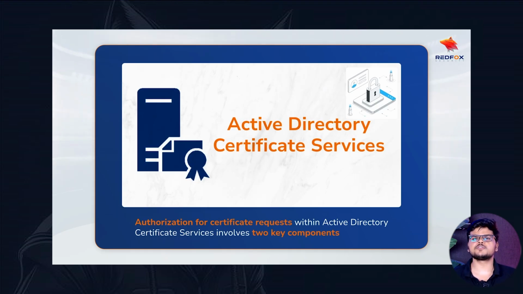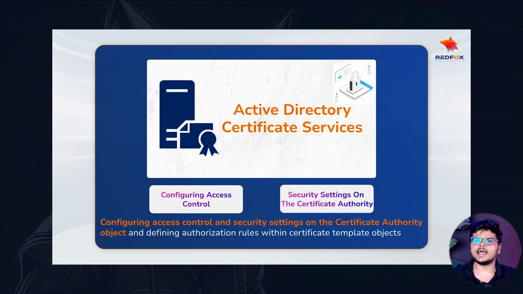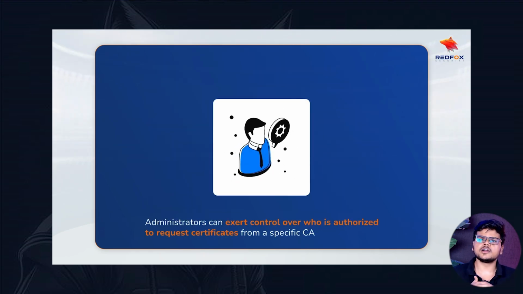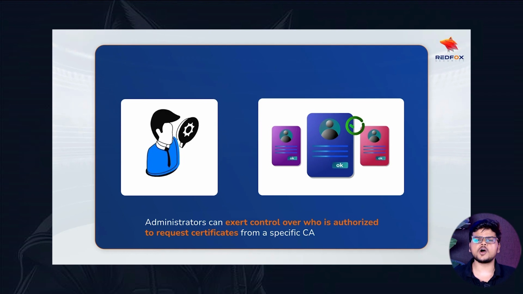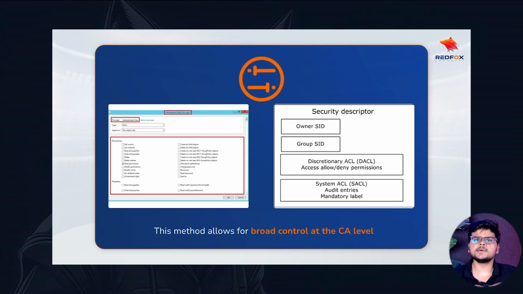Authorization for certificate requests within Active Directory certificate services involve two key components: configuring access control and security settings on the certificate authority object and defining authorization rules within certificate template objects. Administrators can exert control over who is authorized to request certificates from a specific CA by configuring access control lists or security descriptors on the CA object. This method allows for broad control at the CA level.